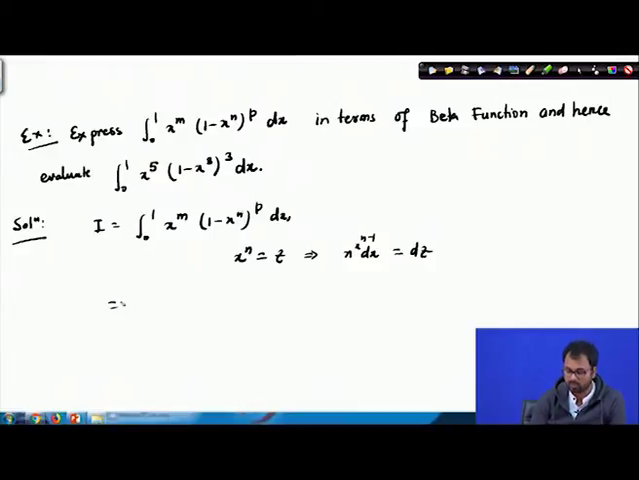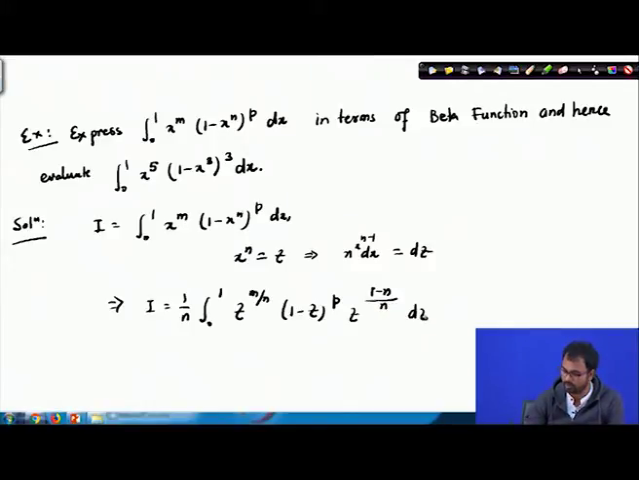So the limits will remain unchanged. This will be 1 by n, z to the power m by n, (1 minus z) to the power p, and z to the power (1 minus n) by n dz. Because x to the power n minus 1 comes in the denominator, and x would be z to the power 1 by n, so it will be z to the power n minus 1 by n in the denominator, and then it turns into something like this. Now, this can be written as 1 by n integral from 0 to 1.